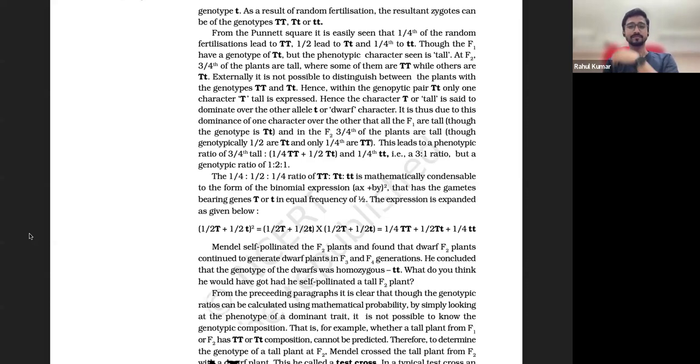That is a 3:1 ratio, but a genotypic ratio of 1:2:1. Okay, just stop here. I just wanted to let you know that this is a classic example of how NCERT sometimes makes simple things complex. So in very simple words, can anyone tell me what this whole paragraph is saying?